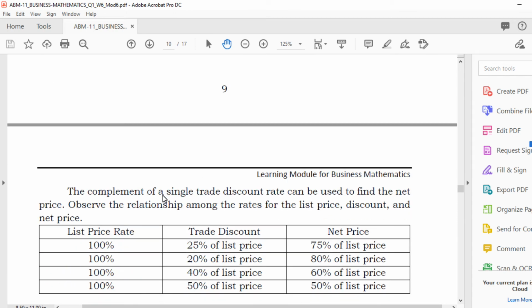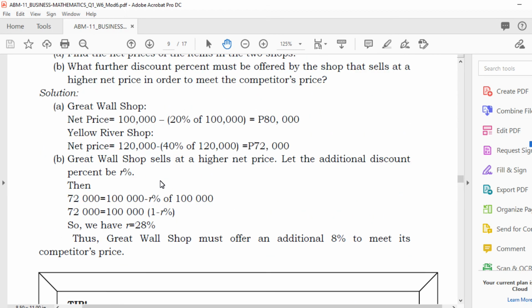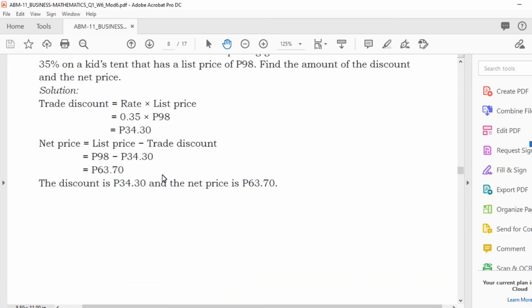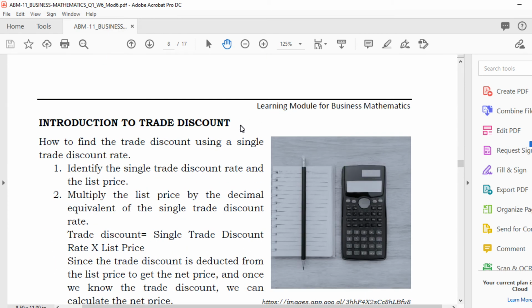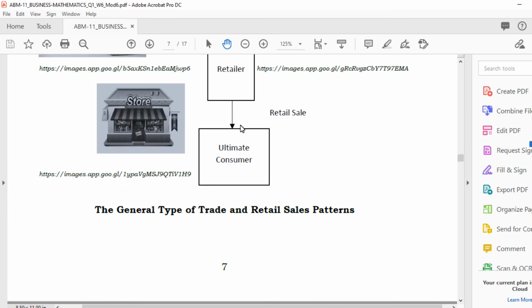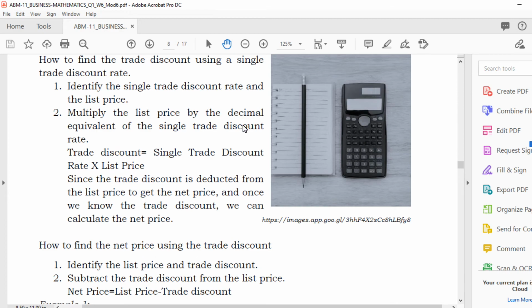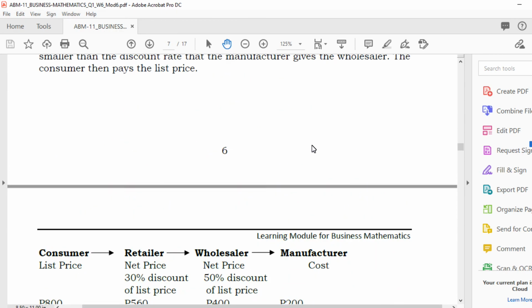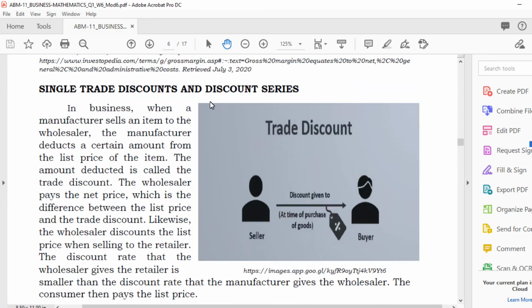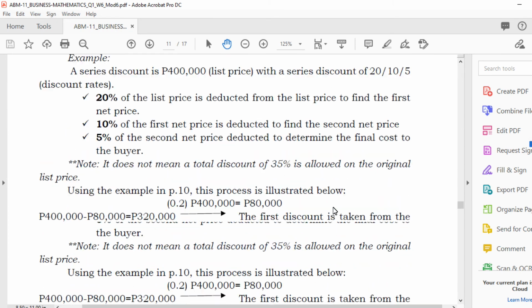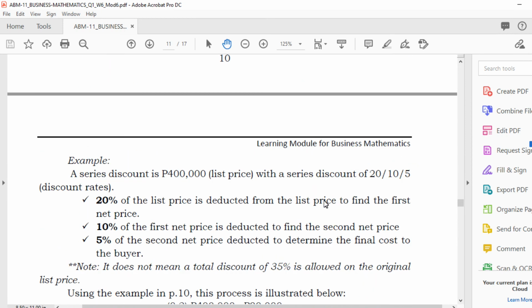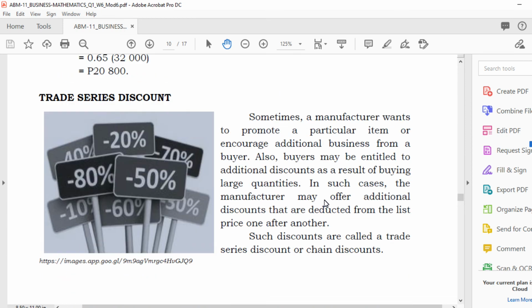Paano naman kapag hindi trade discount ang discount mo? Kapag naman to ay discount series naman. Paano naman kapag discount series? Okay, pag discount series, ganito yung discussion natin dyan. Kapag discount series, kapag bumili ka, meron yung percentage na binibigay.